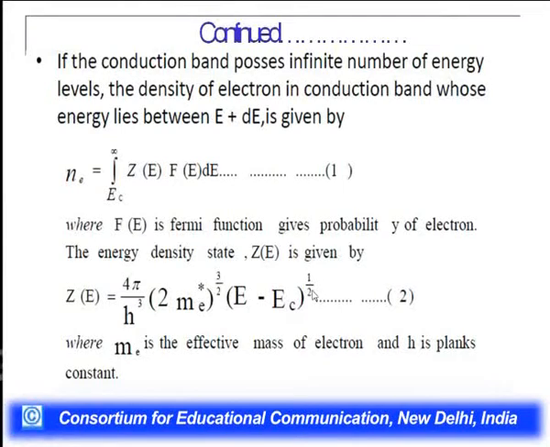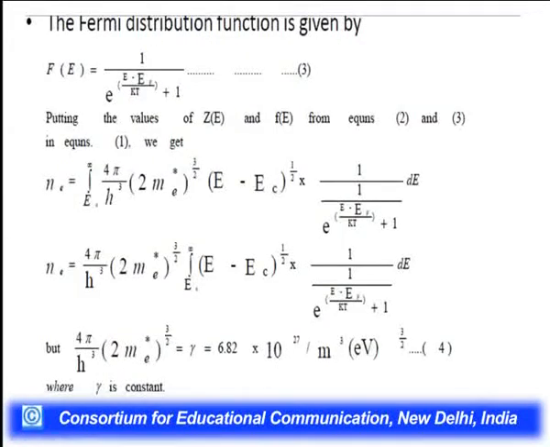Here we get equation 1 and equation 2, and we define the energy density of states, and we already calculated the Fermi function. Then we put these values in equation 1, where we find the density of electrons in the conduction band in the range of energy E and E plus dE. Now the Fermi distribution function will be given by F(E) equal to 1 divided by e to the power (E minus EF) by KT plus 1.